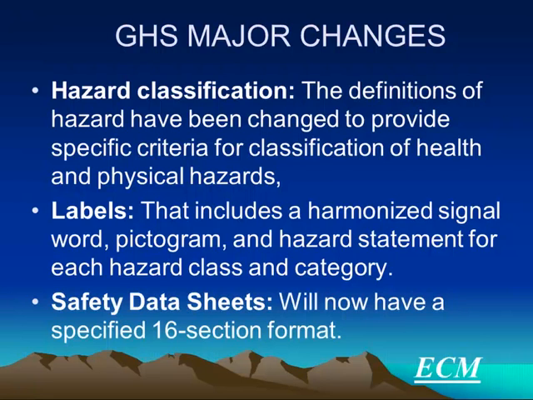They also changed the material safety data sheets, which are now going to be called safety data sheets. Right now OSHA has a set of requirements for those MSDSs, but there's no set requirement on how you present that. So that's all changing now. There's going to be a set 16-section format for those SDSs that they'll all have to follow.